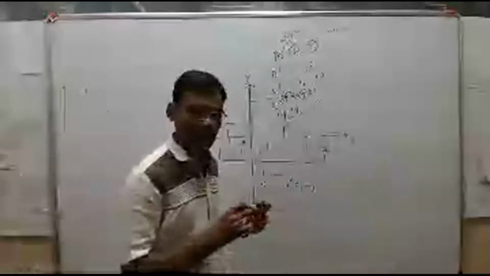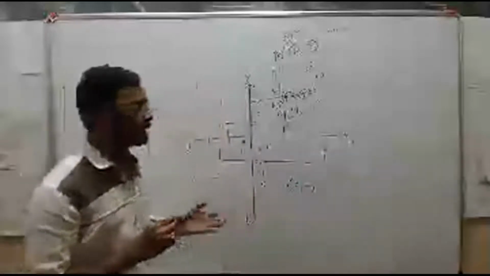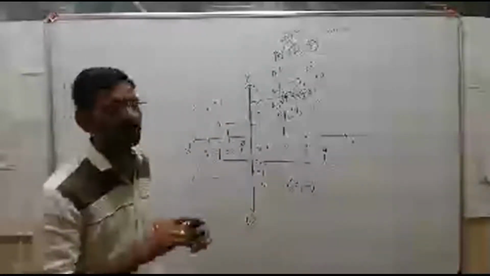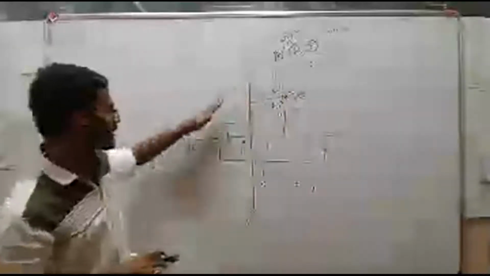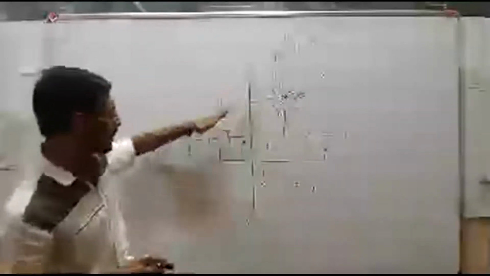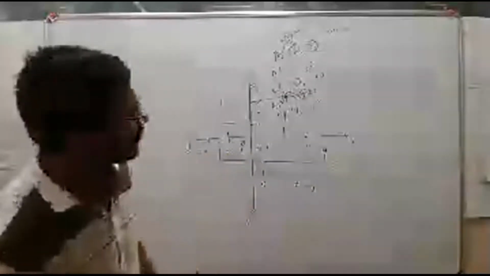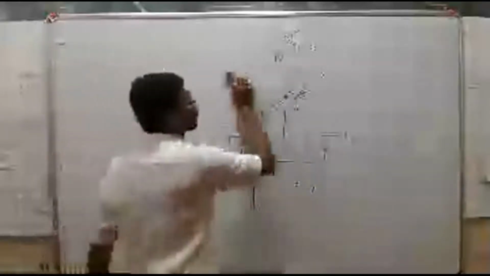All of you know how to locate a point in the Cartesian plane. First quadrant, second quadrant, third quadrant, fourth quadrant.